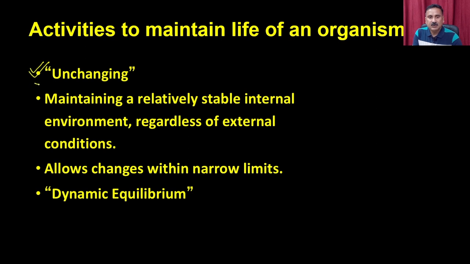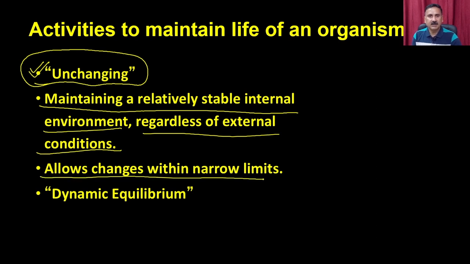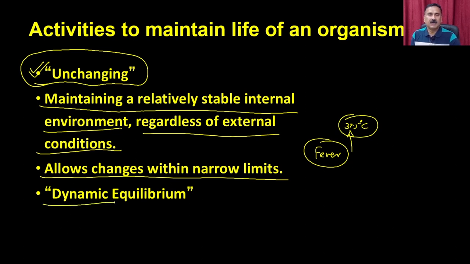One of the major challenges is that you have to maintain the body's equilibrium under changing conditions, okay. This means you have to maintain a relatively stable internal environment regardless of the external conditions, and you also have to allow changes within narrow limits so that you can accommodate subtle changes. For example, you can have a fever, and the temperature will go up from 37 to 37.5 or something like that, right? So that is allowed, and all these processes are under dynamic equilibrium. Because you don't want changes in the body, it has different types of physiological processes to control these processes.